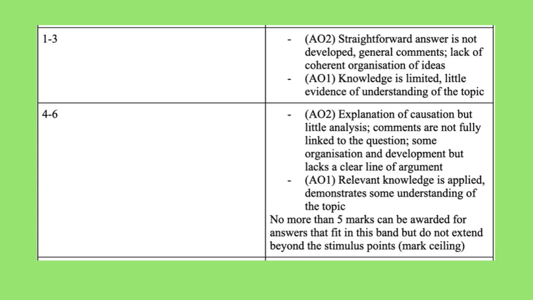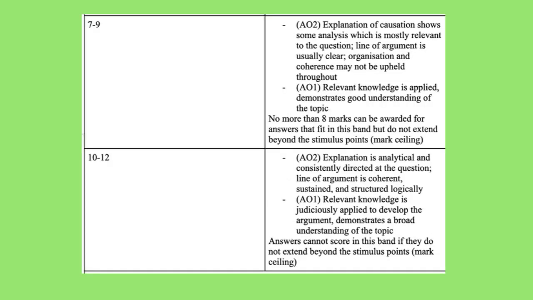Also, if you're scoring in these 2 bands, it might mean that you haven't brought in enough of your own knowledge. Remember what we said about the stimulus points. It's great to use them, but just make sure that you're showing the examiner that you know the topic well enough to bring in bits of information from the stuff that you already know. These are the top 2 bands.